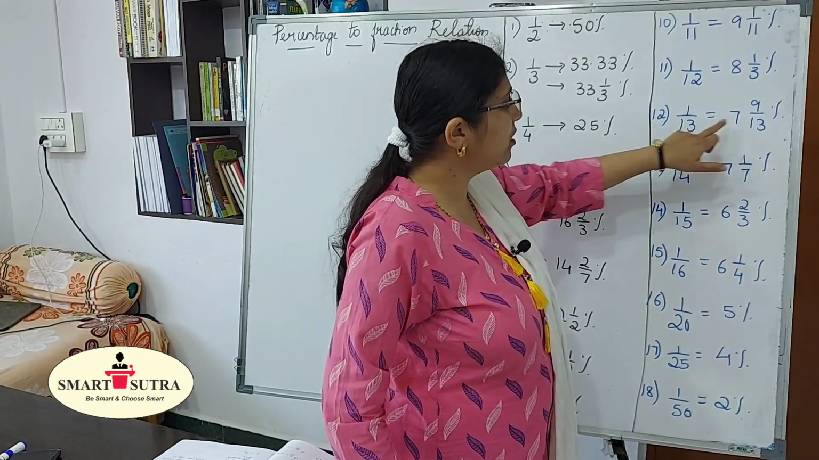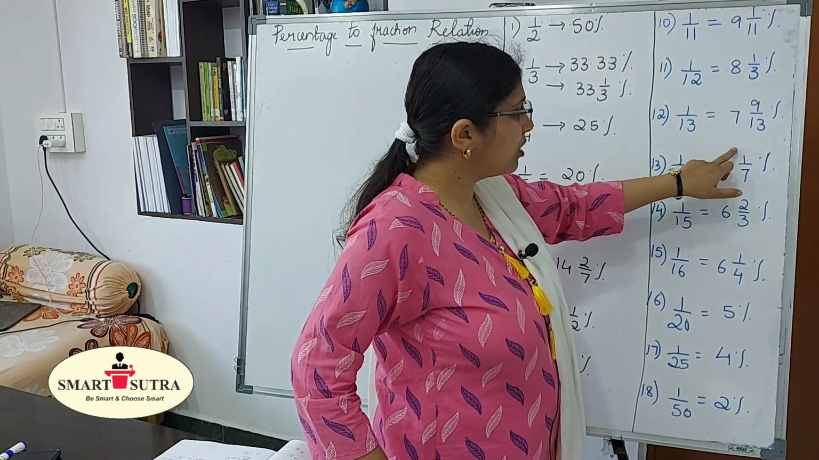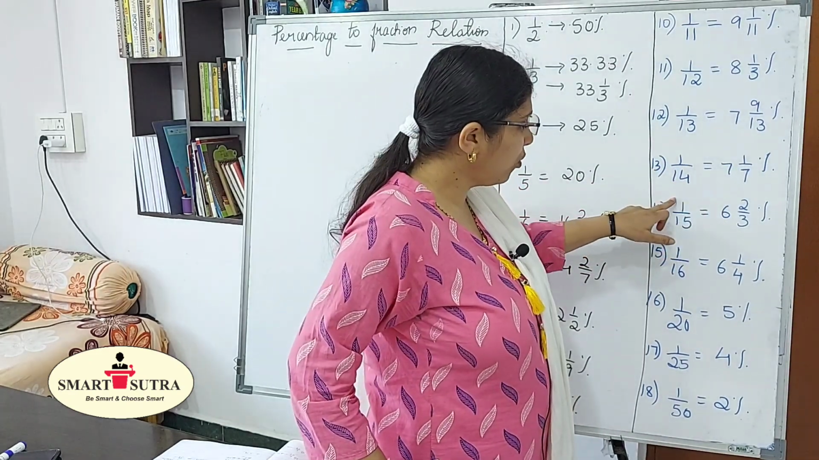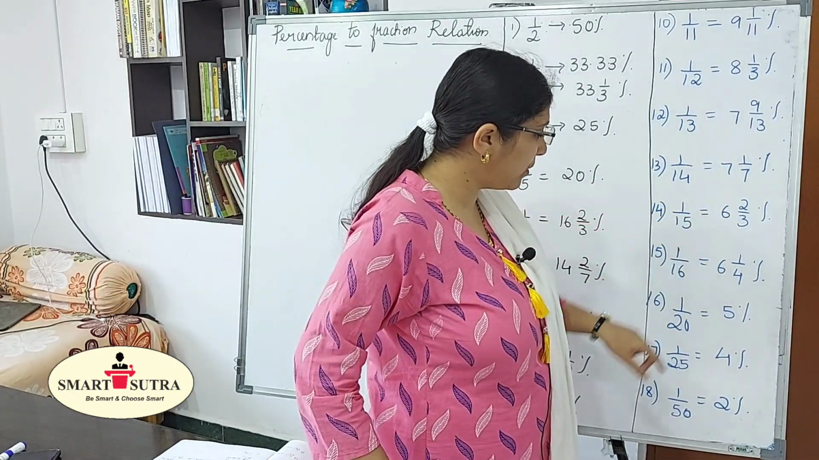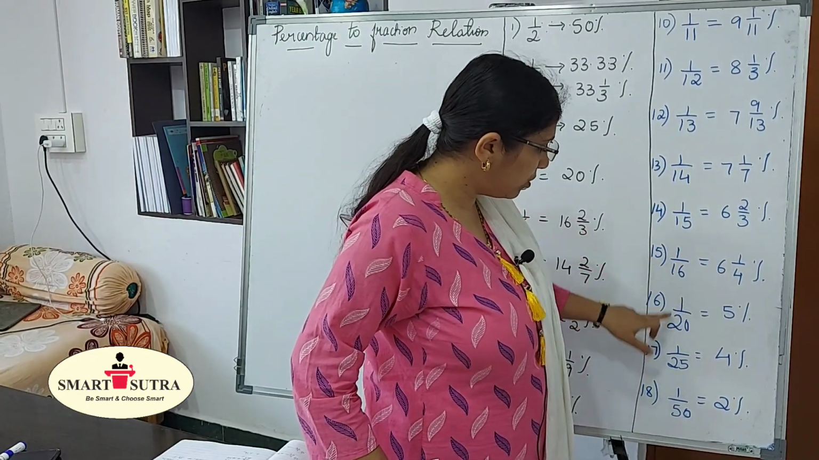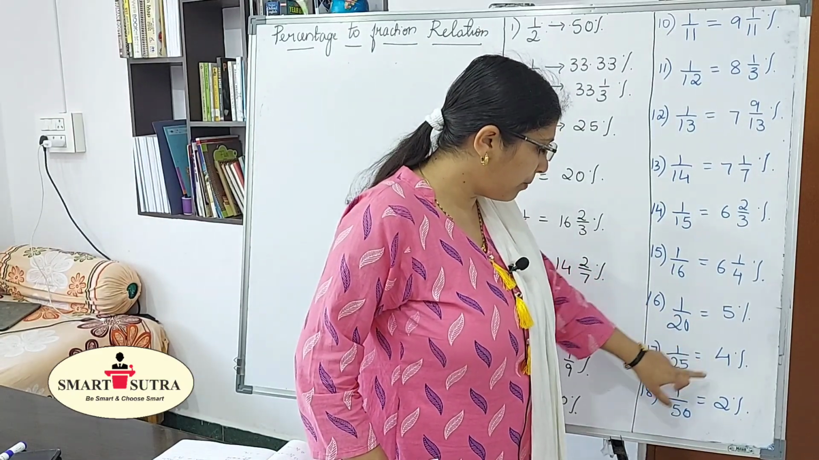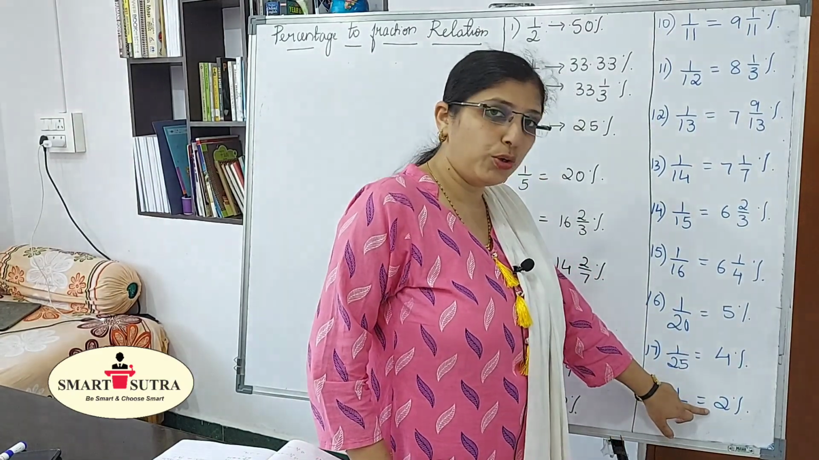1 by 13 is equal to 7 9 by 13%. 1 by 14 is equal to 7 1 by 7%. 1 by 15 is equal to 6 2 by 3%. And 1 by 16 is equal to 6 1 by 4%. 1 by 20 is equal to 5%. 1 by 25 is equal to 4%, and 1 by 50 is equal to 2%.